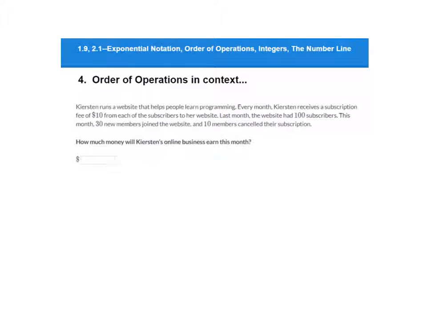So in order of operations, Kirsten runs a website that helps people learn programming. So every month, she has a fee of $10 for each of her subscribers. So we'll say 10S. So any of her subscribers per month is going to be multiplied by 10. Last month, the website had 100 subscribers. This month, 30 new members joined and 10 members canceled.